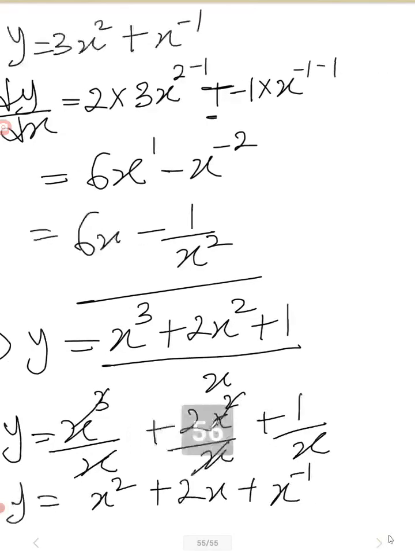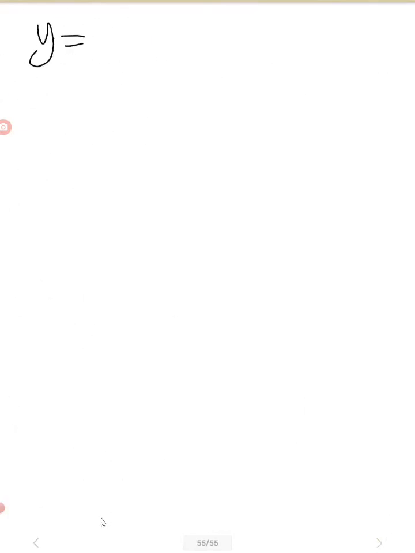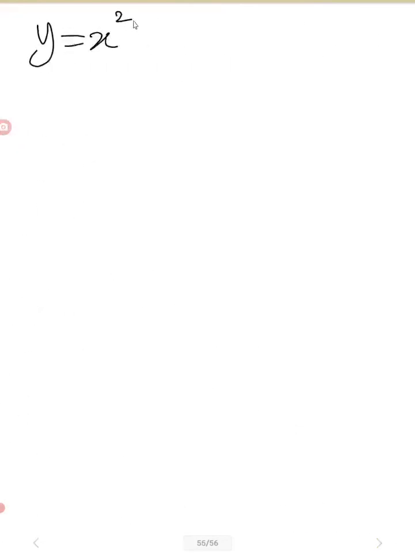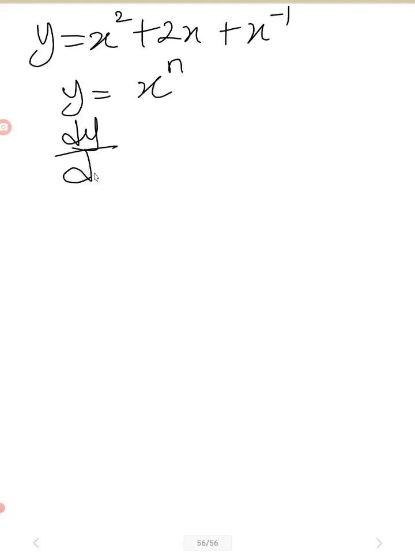So let's rewrite the question to have x squared plus 2x plus x to the power minus 1. That is how it is. So we now apply the general formula. Let's also do a revision about the general formula. Maybe you just came across this video in the middle part: if y is x raised to the power n, meaning that you differentiate y with respect to x, we give you n x to the n minus 1. So we just have this, which we are trying to apply.